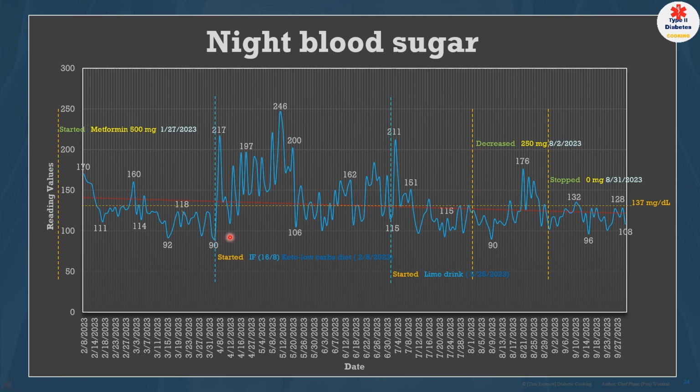Then because I want to get rid of the pill, I started IF, and when you start IF, everything shoots up right away. You keep on going. Before, I went to that point, 245. Oh my God, I might have a problem with my blood sugar. And then I said, okay, let's keep on going with the intermittent fasting routine in place. Everything starts dropping, from 200 to 106 right away.